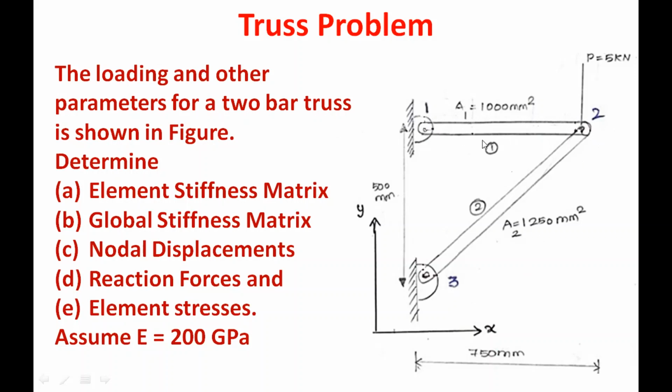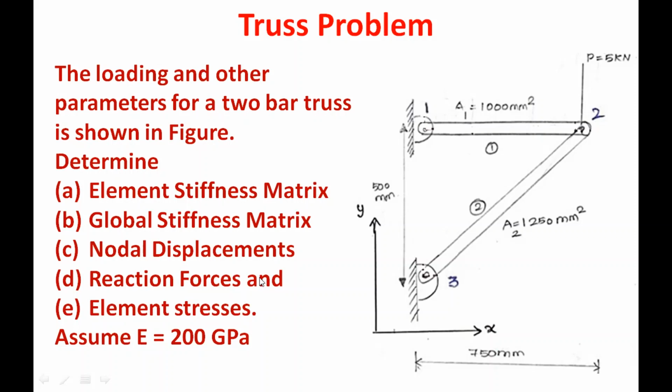The area of cross section for the first element is given as A1, 1000 mm square. The area of cross section for element 2 is given as 1250 mm square, and the vertical distance between joints 1 and 3 is 500 mm, and the horizontal distance between joint 3 and joint 2 is 750 mm. So using these two distances we can write the geometrical coordinates for joints 1, 2, 3. The external load is acting at joint 2, vertically downwards. The magnitude P is 5 kilonewton.